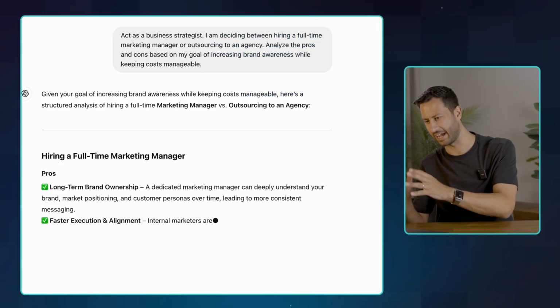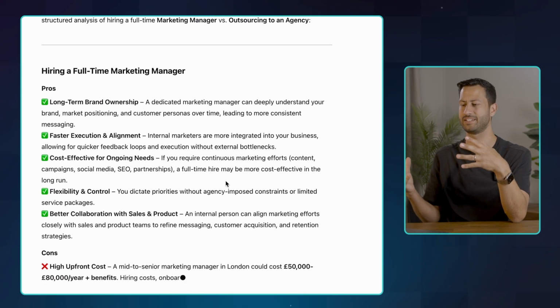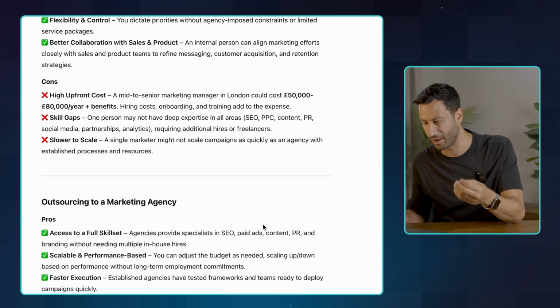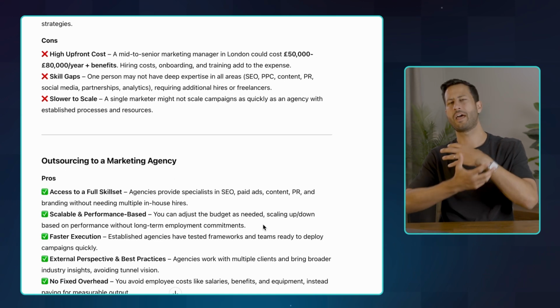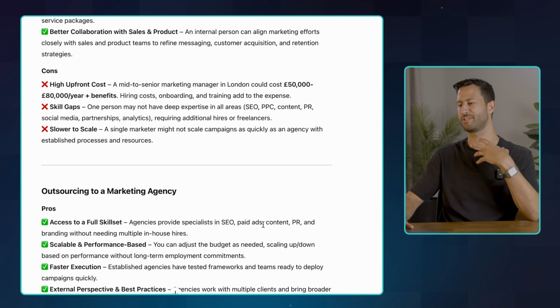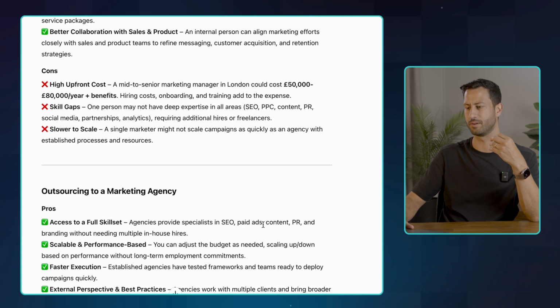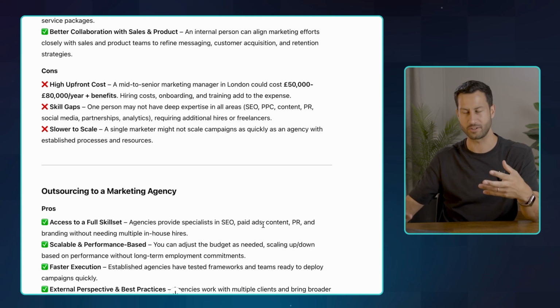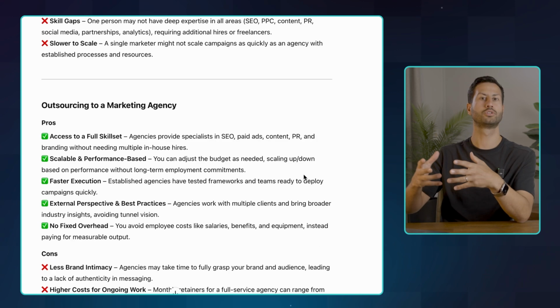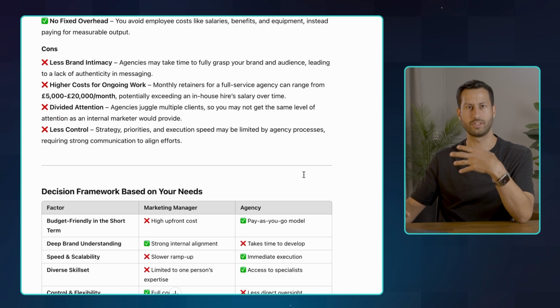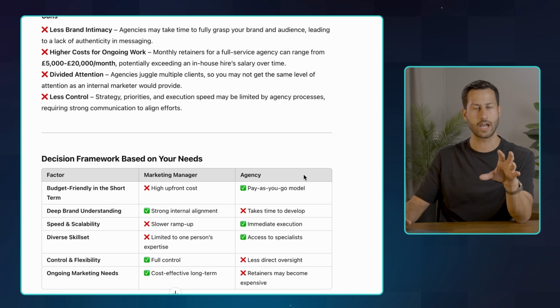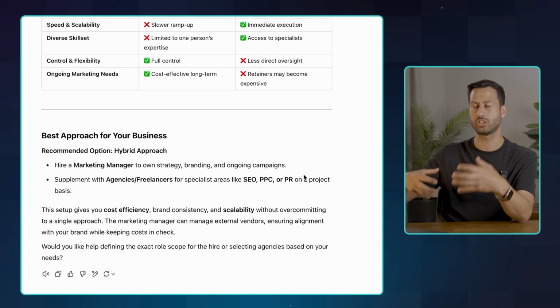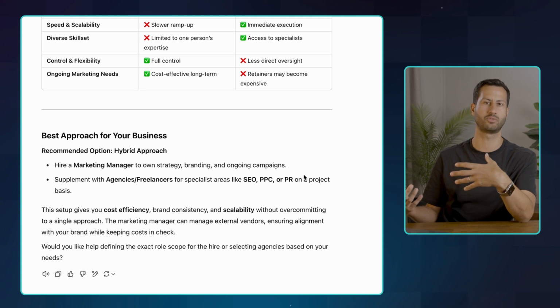Now, putting this exact prompt in, we can see that ChatGPT is talking about the pros of hiring a full-time marketing manager, about that long-term brand ownership, creating faster execution and alignment, and also being more cost efficient for our ongoing needs. It will also look at the cons of this option, like the high upfront cost, and it's even got examples of how much we might be paying this full-time person.